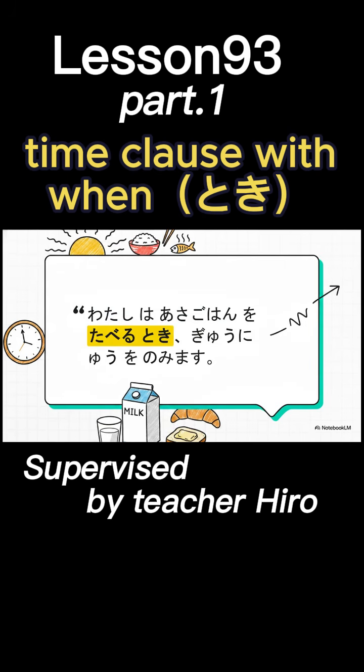Let's see this in action. Check it out. Taberu, the dictionary form, is immediately followed by Toki. This makes the first half of our sentence, when I eat breakfast, and the second half, I drink milk, is what happens during that time.